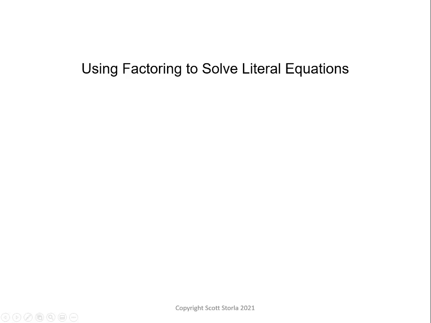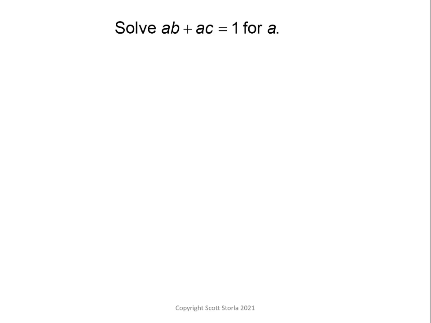Now let's use factoring to solve literal equations. Here's an example. Notice that we can't combine these terms because they're not like terms. At the same time, we can't really solve for a because there's two factors of a, and we need a single factor or a single term of a in order to solve for a. So we need a technique which allows us to go from two a's to one.